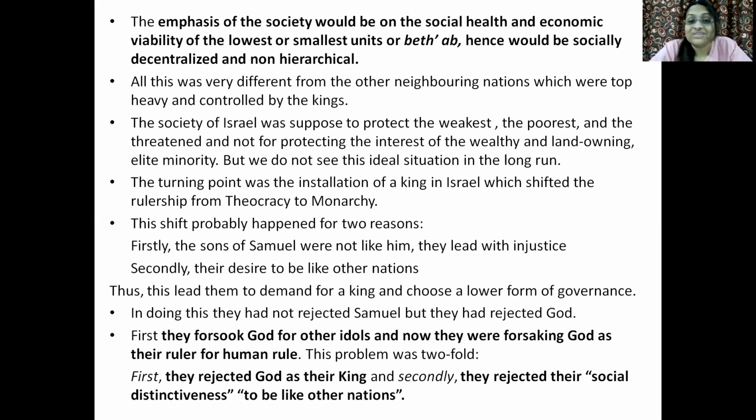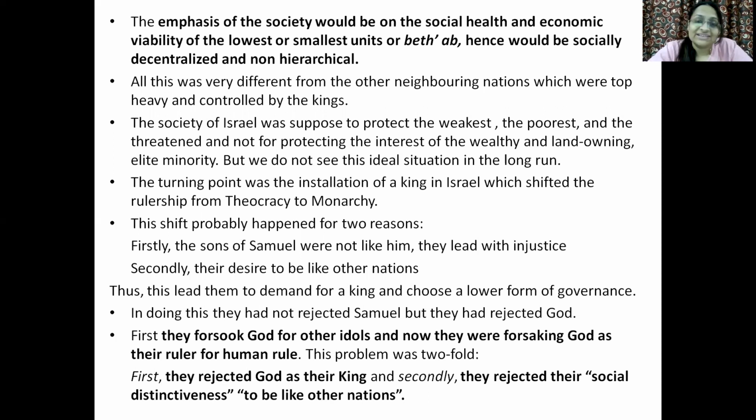But we do not see this ideal situation running in the society of Israel. The turning point basically came at the time of installation of the king of Israel, which shifted the rulership from theocracy to monarchy. Now, theocracy is God's rule. Theo means God, and cracy means rule. So theocracy means God's rule, where God is ruling. And when the people approached Samuel and demanded a king, they actually wanted a shift in the way of rulership. They wanted monarchy rather than theocracy.